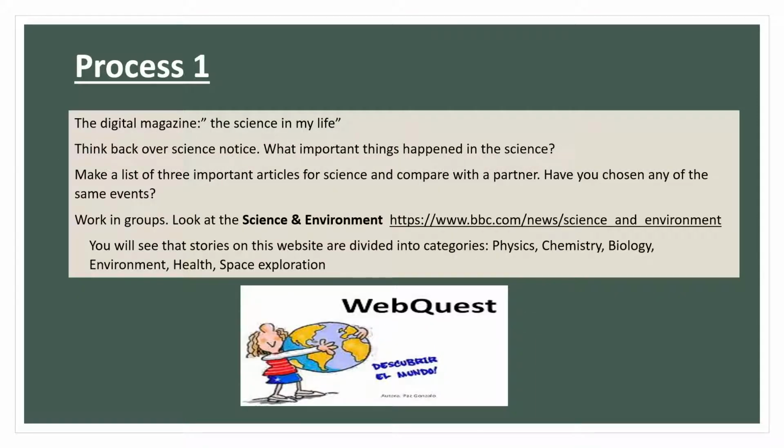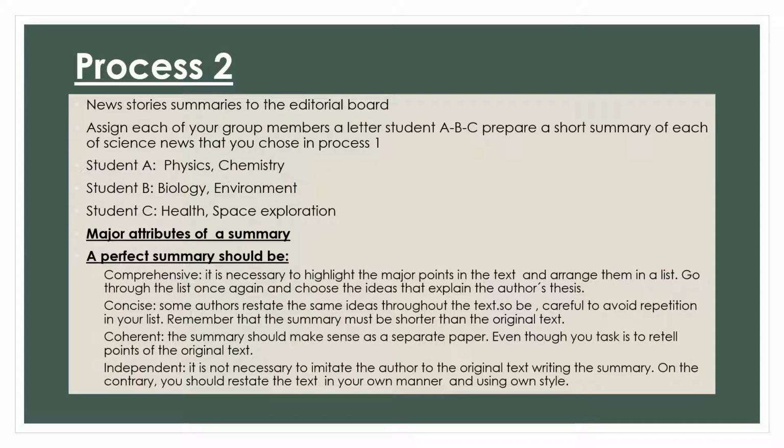Process 1. The digital magazine, The Science in My Life. Think back over science news. What important things happened in science? Make a list of 3 important articles for science and compare with your partners. Have you chosen any of the same events? Or in groups, look at the science and environment websites. You will see the stories and the days on this website and divide them into categories: physics, chemistry, biology, environment, health, space exploration.